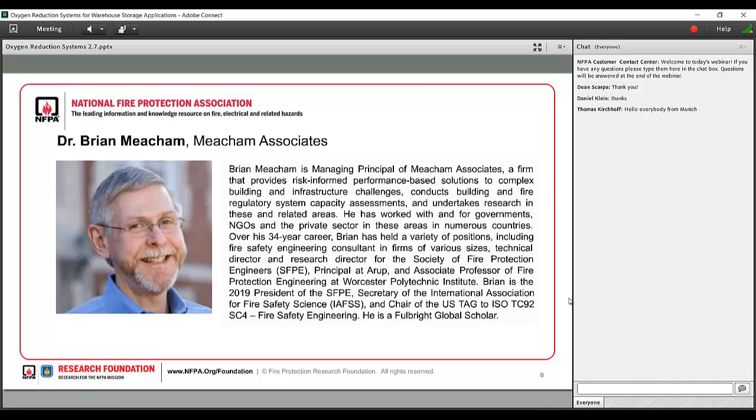Brian Meacham is managing principal of Meacham Associates, a firm that provides risk-informed performance-based solutions to complex building and infrastructure challenges, conducts building and fire regulatory system capacity assessments, and undertakes research in these and related areas. He has worked with and for governments, NGOs, and the private sector in these areas in numerous countries. Over his 34-year career, Brian has held a variety of positions, including fire safety engineering consultant in firms of various sizes, technical director and research director for the Society of Fire Protection Engineers, principal at ARUP, and associate professor of fire protection engineering at Worcester Polytechnic Institute.